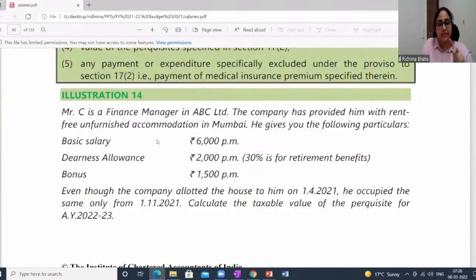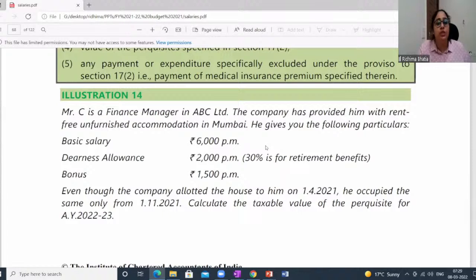So let's all of you try doing this question. Mr. C is a finance manager in ABC Limited. The company has provided him with rent-free unfurnished accommodation in Mumbai. He gives you the following particulars: basic salary 6,000 per month, dearness allowance 2,000 per month, 30% is for retirement benefits, bonus 1,500 per month. Even though the company allotted the house to him on 1st April 2021, he occupied the same only from 1st November 2021. Calculate the taxable value of the perquisite for assessment year 22-23.